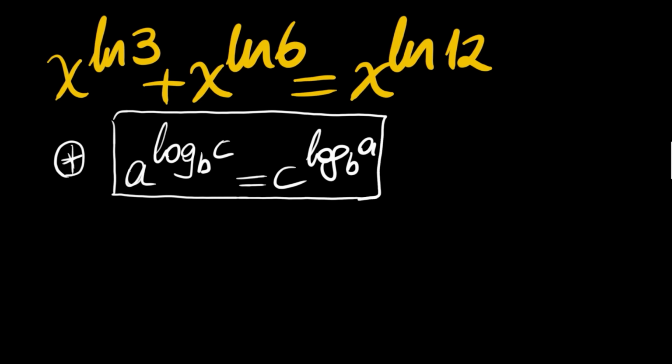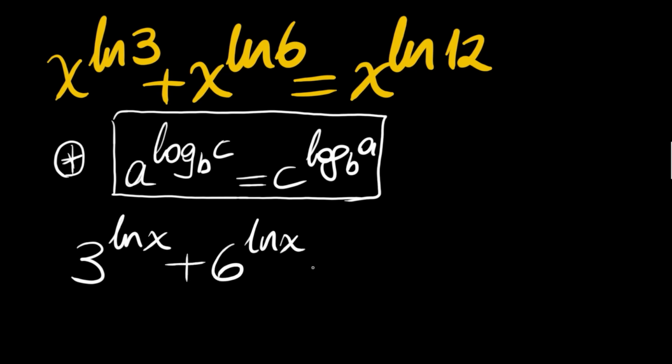Let's use this to make this equation look like an exponential equation. We can interchange the positions of x and these numbers in ln. We can write this as 3 to the power of ln x, the second one, 6 to the power of ln x, and the right hand side as 12 to the power of ln x. This is better since now we can solve this like an exponential equation.